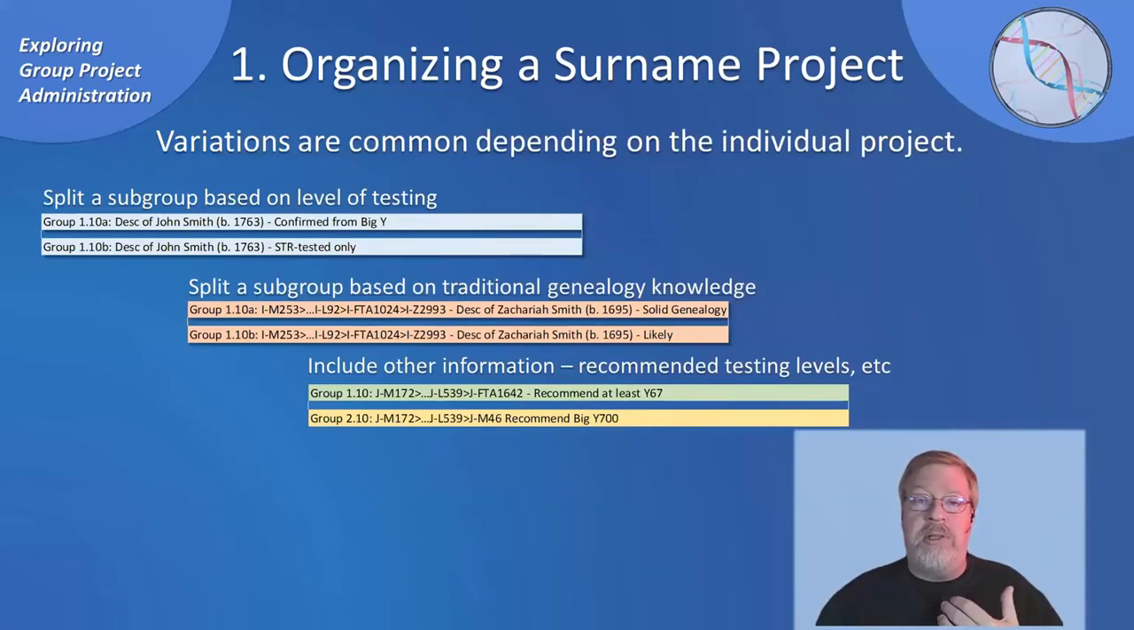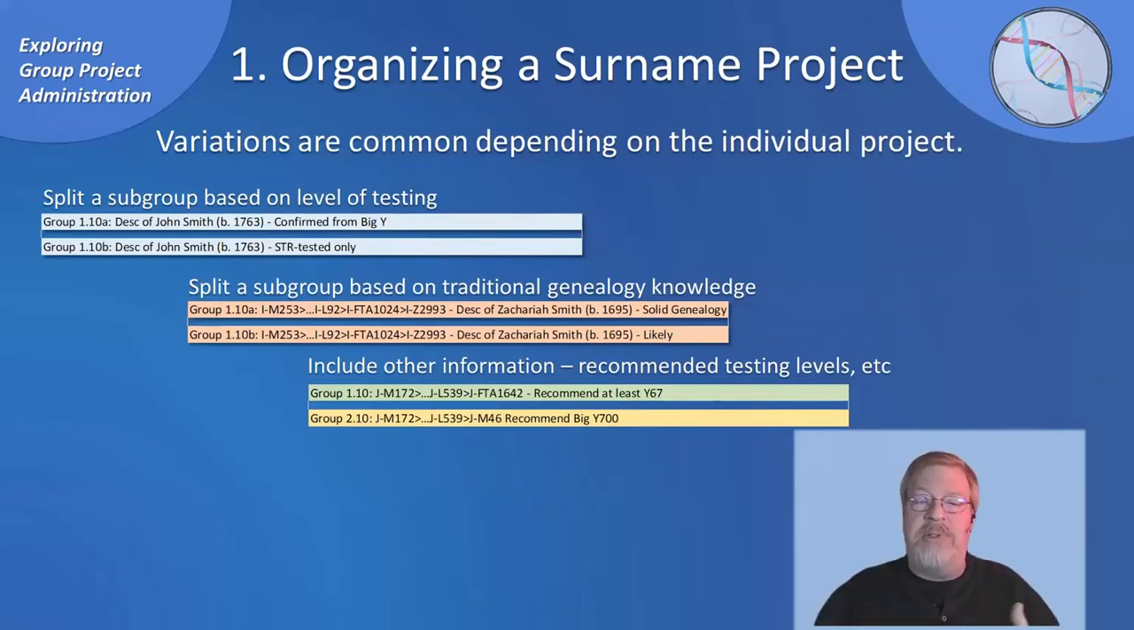Sometimes people put the level of testing in the name, or they split the subgroup. Here I've made a 1.10a and a 1.10b just for example, that said the first one are all the descendants of John Smith that are confirmed by Big Y testing. The second ones are the likely ones, but they're only STR tested, so we're not sure yet.